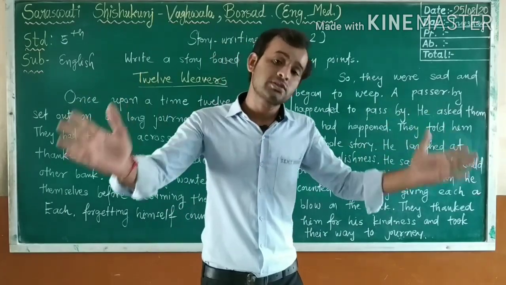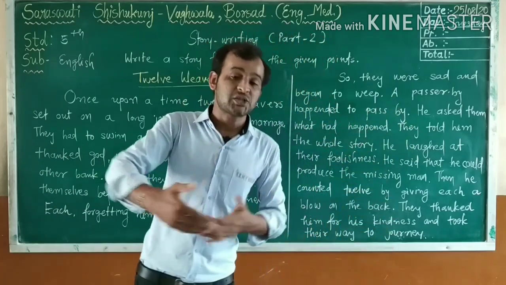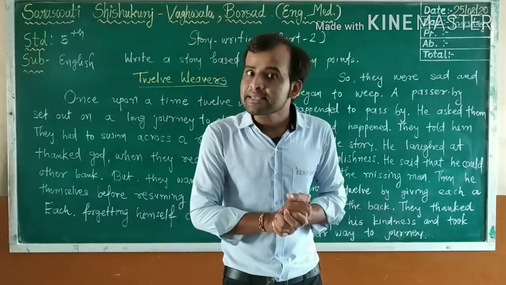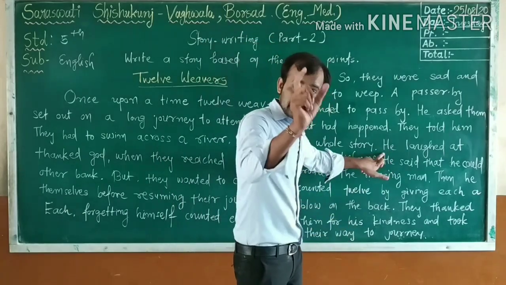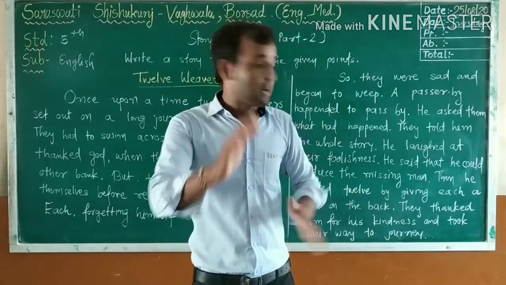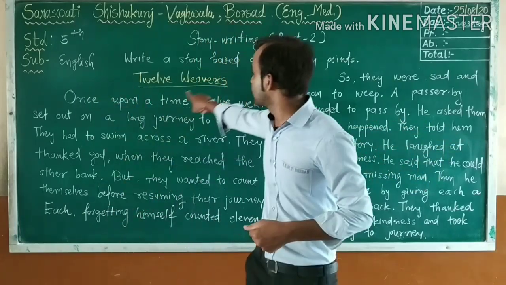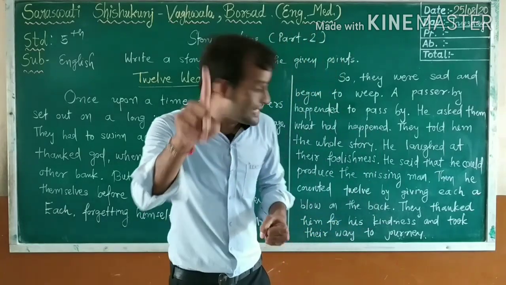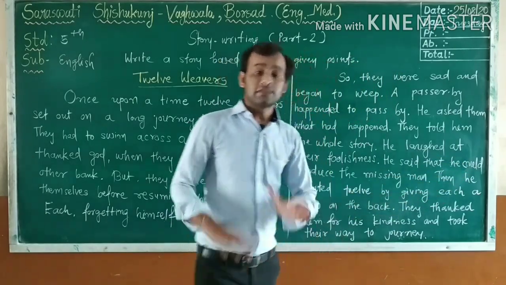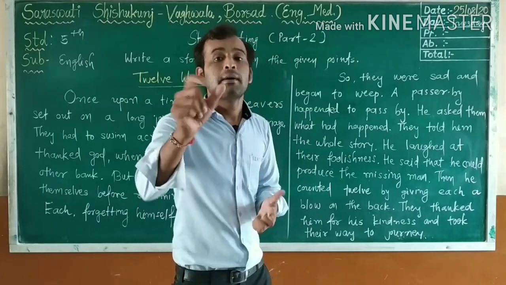They told him the whole story, that we crossed the river. At that time we were 12 people, but when we crossed the river and reached the other bank, we were only 11. One person is missing. So the passerby laughed at their foolishness, because he knew that there were 12 weavers. So what did he do? He said that he could produce the missing man. I could find the missing man.